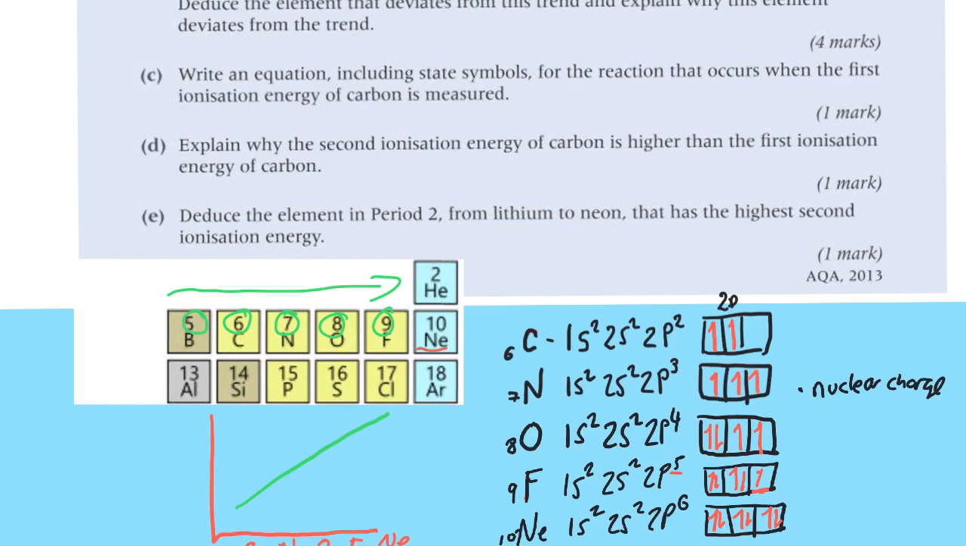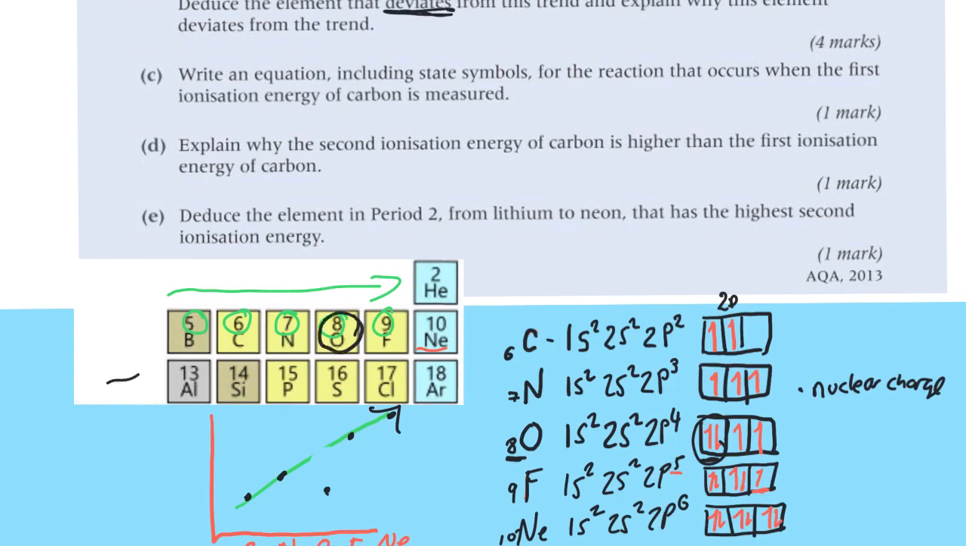However, the question said which element deviates from this general increase. And we know the one that will deviate is oxygen. The reason why oxygen deviates is electrons are now starting to pair up, and therefore there's some repulsion. So the general trend is carbon, nitrogen, but then we have a dip at oxygen because of this pairing up of electrons and repulsion. And then the trend carries on. So the element that deviates is oxygen.